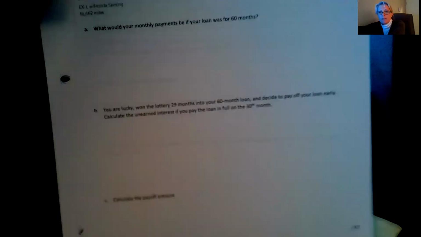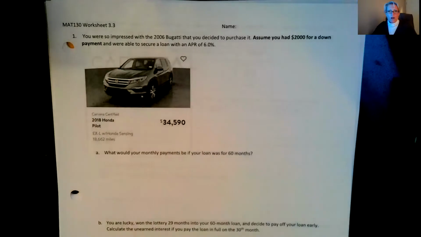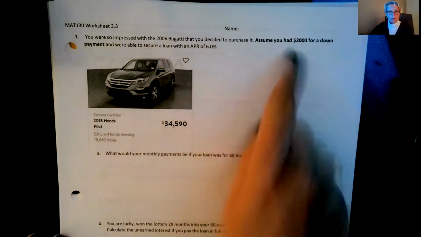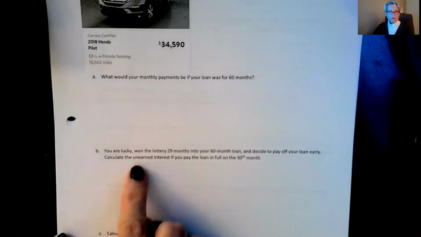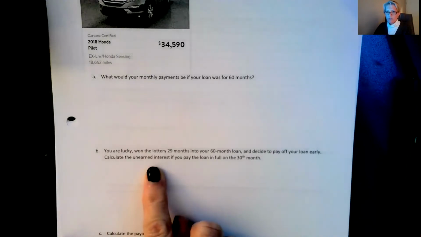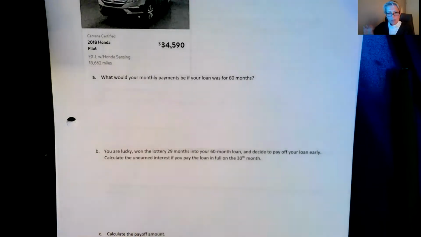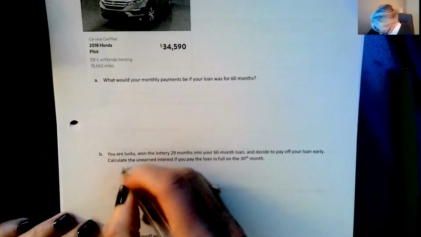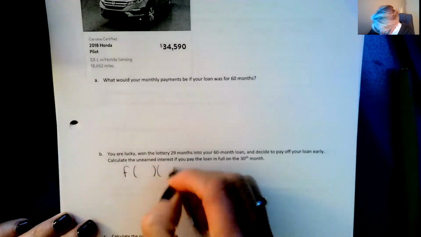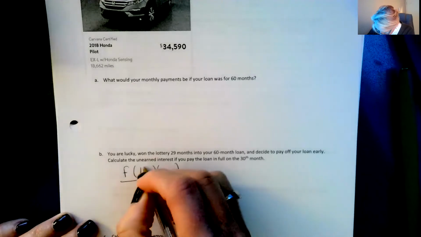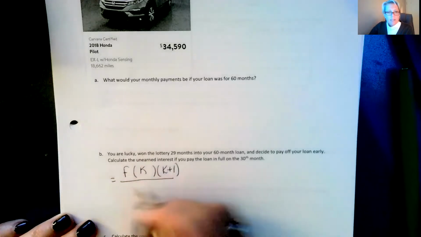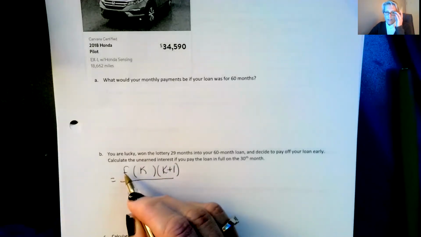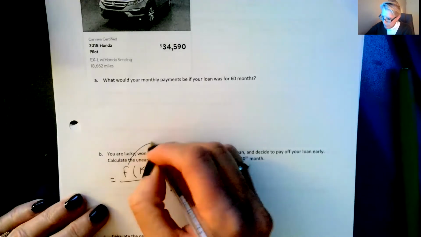So on the 3.3 worksheet with a car purchase, don't forget that you had a down payment when you're calculating your monthly payments. Also, when you go to calculate the unearned interest, don't forget that the F in the formula for the unearned interest is equal to the finance charge.